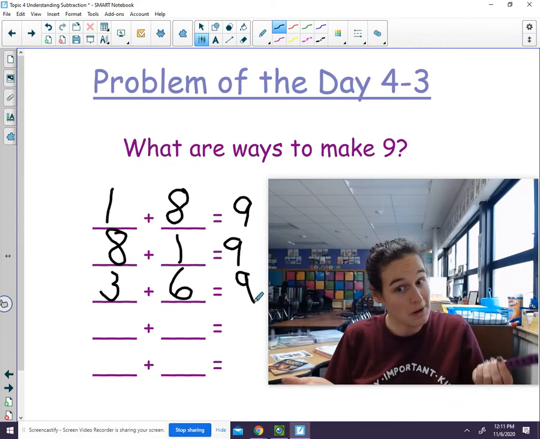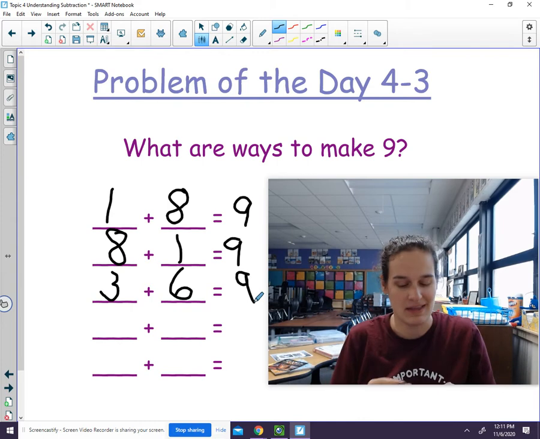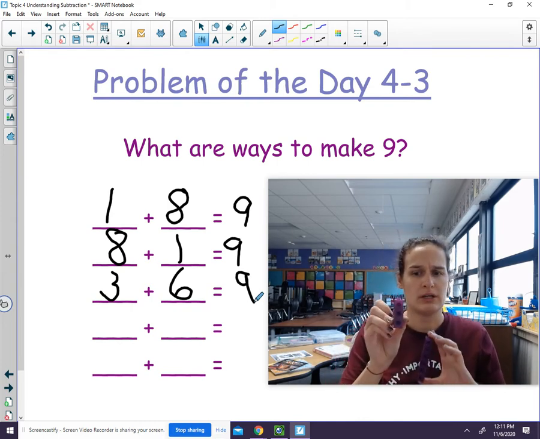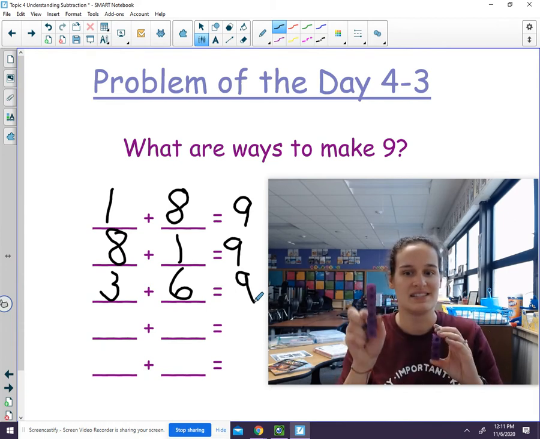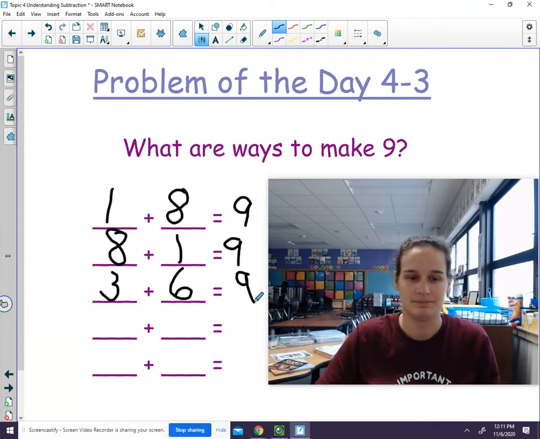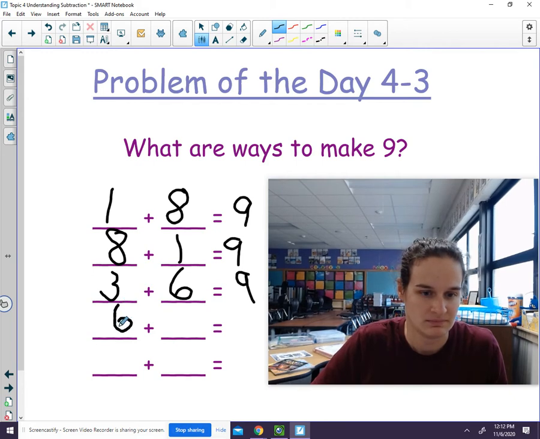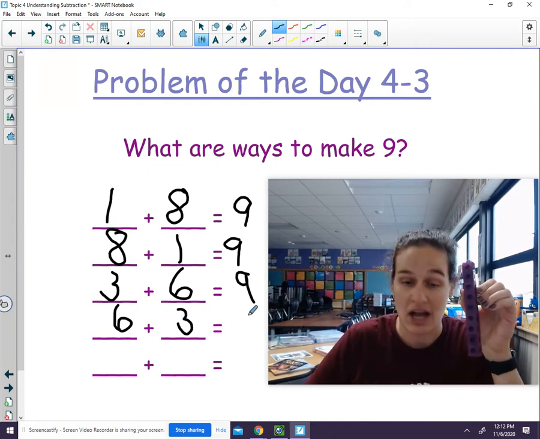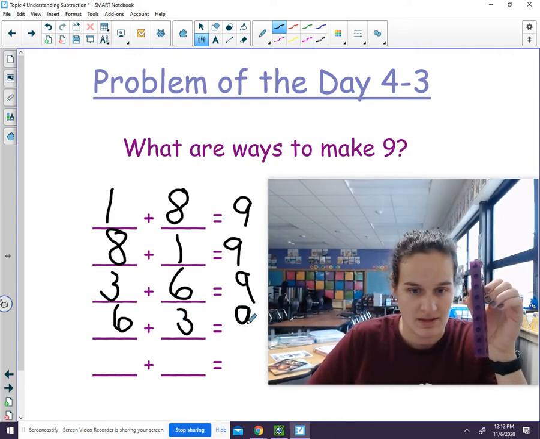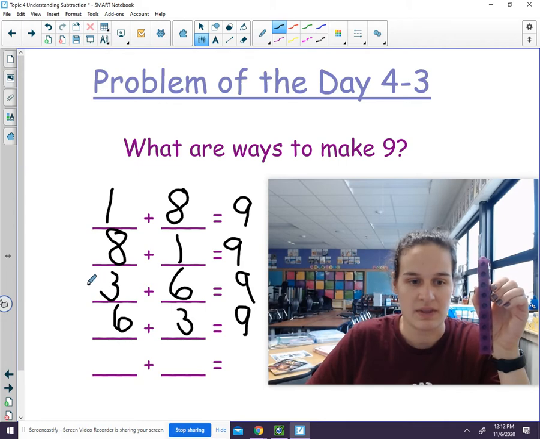Well, let's be smart about this. Let's write that turnaround fact. So instead of saying 3 plus 6, we'll say 6 plus 3 equals, put them all together, you get 9. So here we used that turnaround fact. We used a turnaround fact there too.